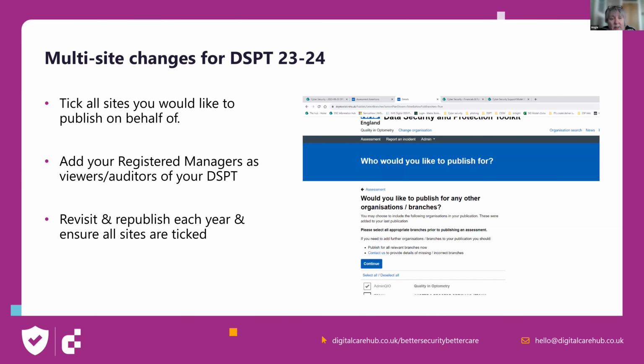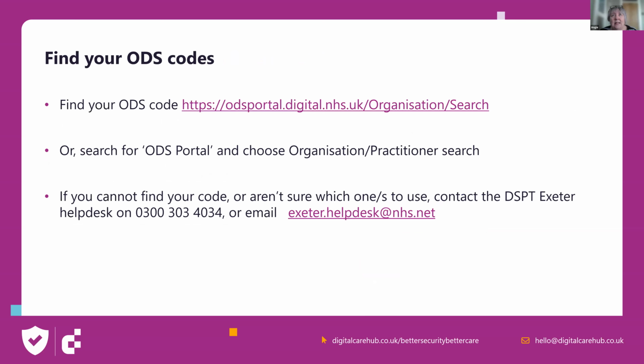or a management level. And then revisit and republish each year and ensure that all sites are ticked. So sometimes when a multi-site or a complex multi-site goes on, they'll tick for the one that they're doing, but forget to tick all those other sites. And that will look like they haven't completed their DSPT, so make sure you complete for them. And as I said, it says once a year, but if anything changes within that time, then you will need to go back on and republish. Okay, and next slide.